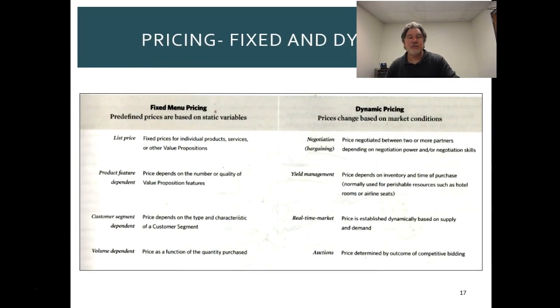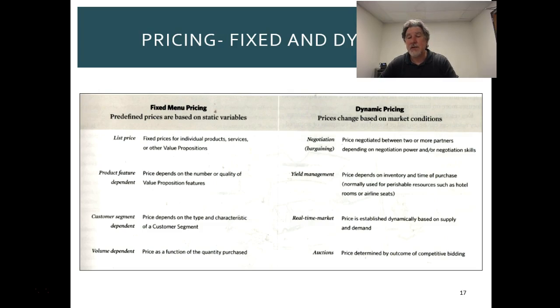And I'll close out with just pricing, which is, don't throw a singular dollar value there, because there's a variety of different models, from fixed pricing in terms of list price, to feature dependent, to segment dependent in terms of types and characteristics of a customer segment, to volume dependent, in terms of customers who are large buyers getting a certain amount of discount. Segment dependent might be, I'll give you an example, if you sell into a hospital versus if you sell into retail within the drug business. Negotiation is price negotiated between two partners, such as in real estate.